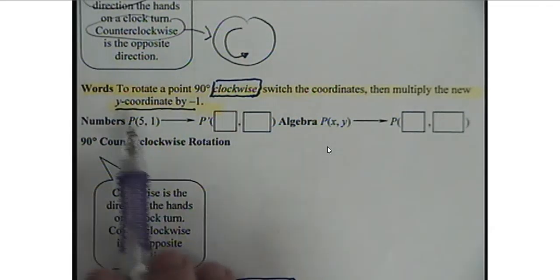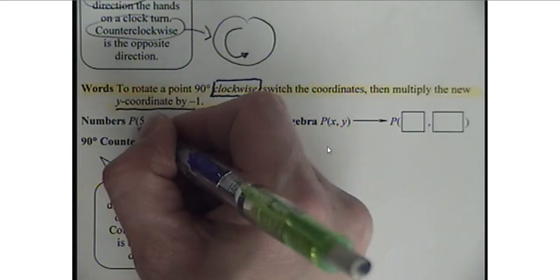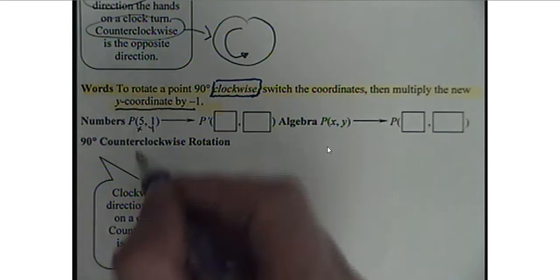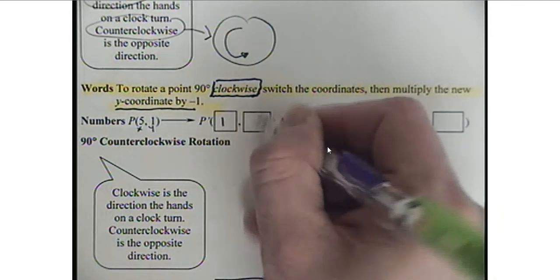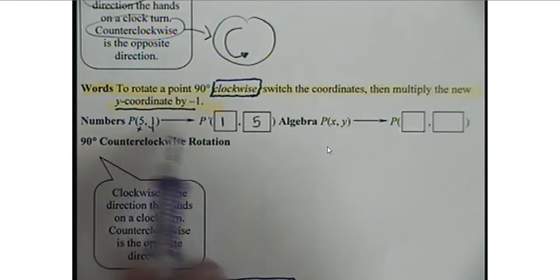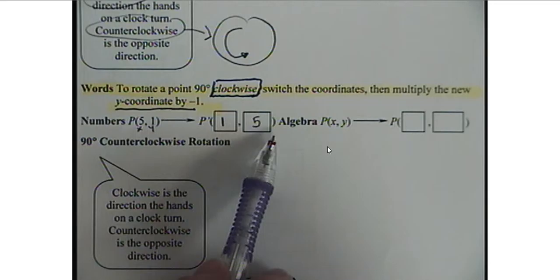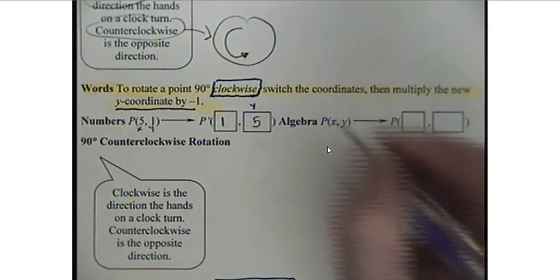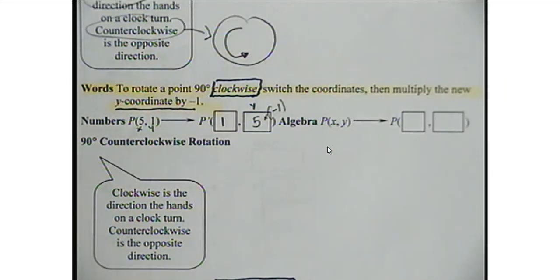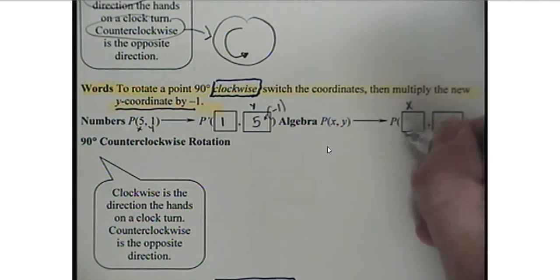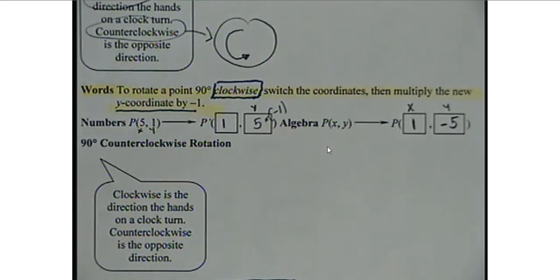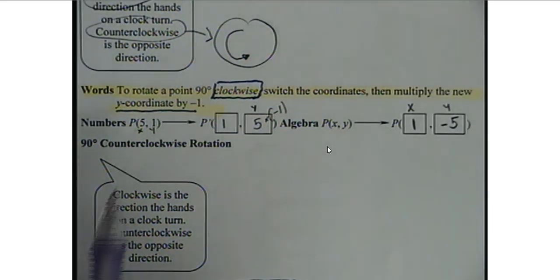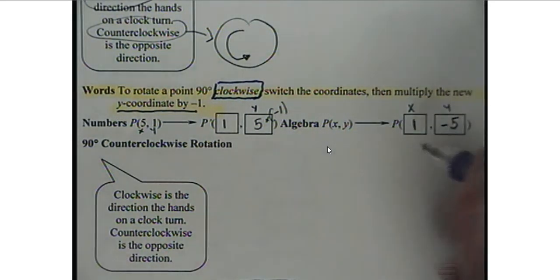So if I have a point (5, 1), I know those are the x and y coordinates. First thing, you want to switch those. So now 1 becomes the x variable, 5 becomes the y variable. Notice how I switch the numbers. The next step is to multiply the y coordinate times -1. So we multiply this times -1, and my new coordinates are x is 1 and y is -5. So in order to rotate a point 90 degrees clockwise, these are the steps you have to do. And once you have your new point, you will be able to graph it.